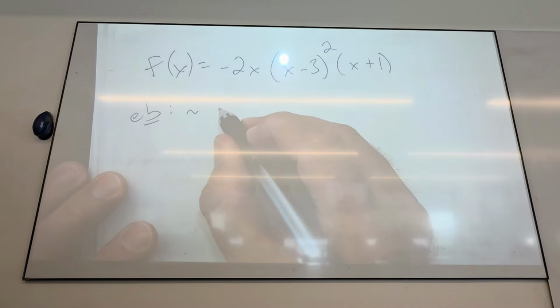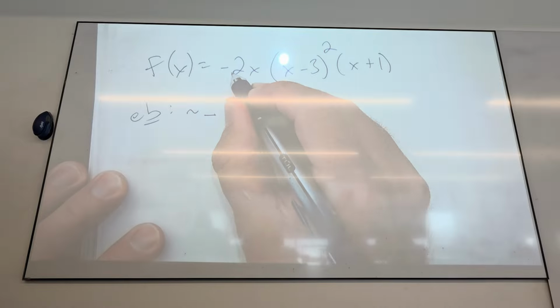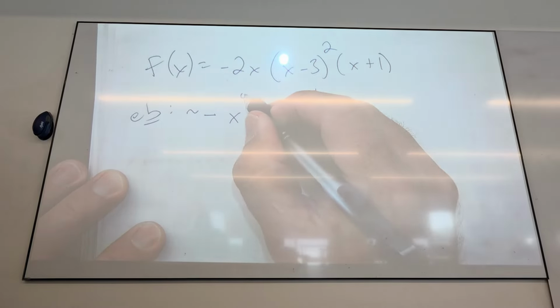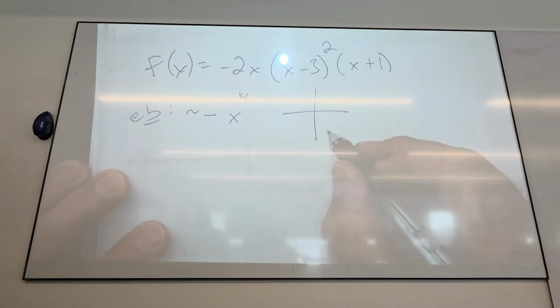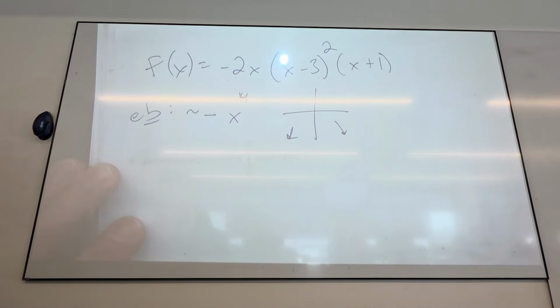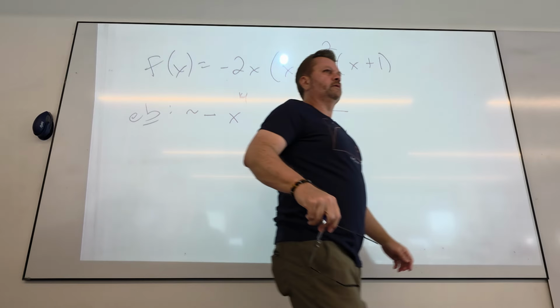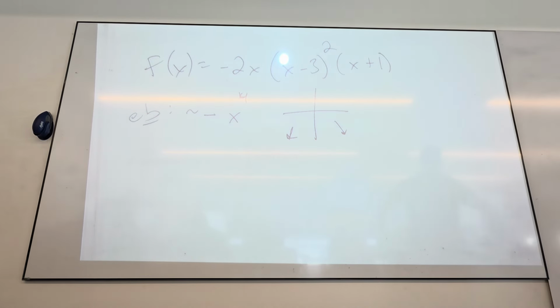So this goes like what now? Negative x to the 4th. So what's the end behavior? Down, down. It would be an upside down parabola, yes? So I definitely did not have to graph it. In fact, you need to be able to get this answer without graphing. If you graph it, you just look and go, oh, it's going down. No, I need you to be able to see that yourself. Yes?